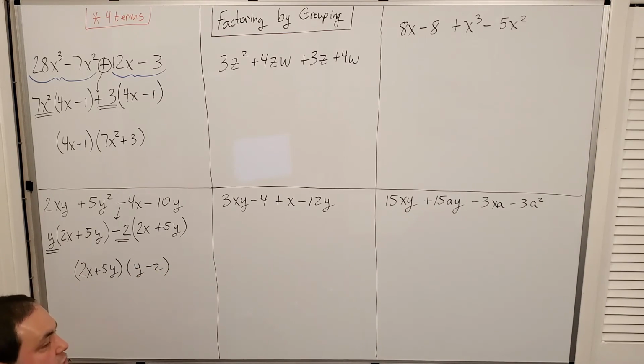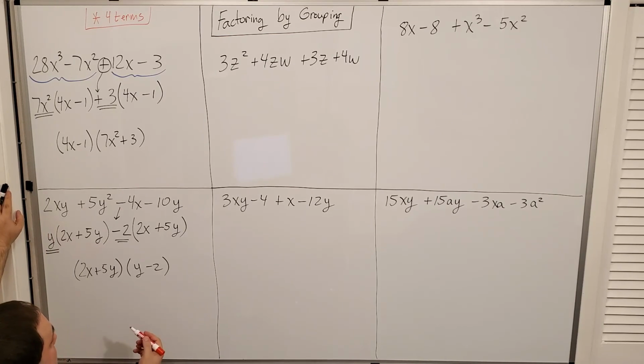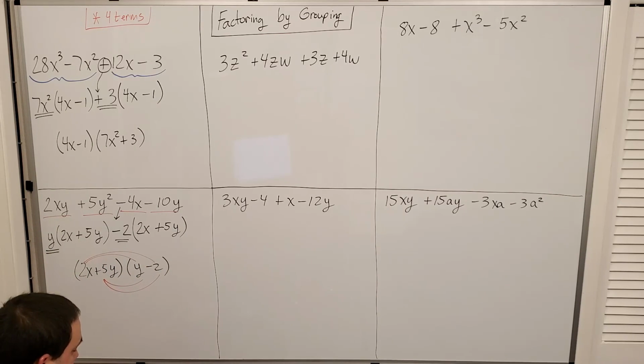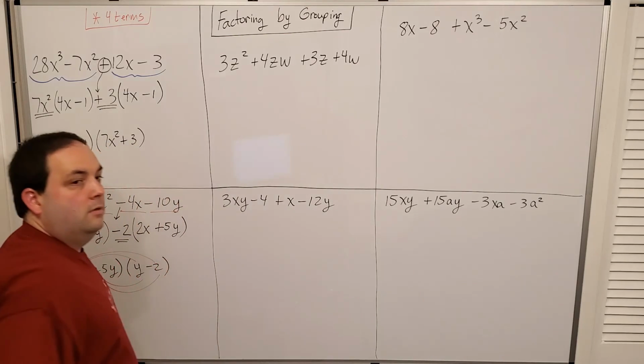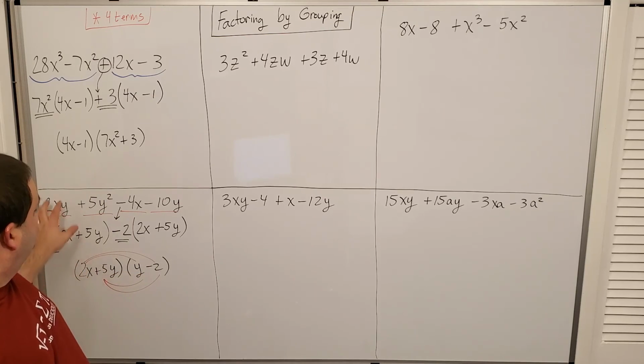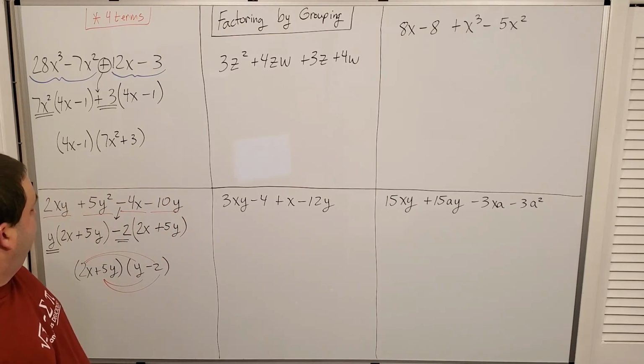If you're looking for a way to check yourself on these, don't forget that this is the opposite of polynomial multiplication that some people like to call FOIL. So I'll be multiplying the 2x times the y. That will give me this. 2x times negative 2. That will give me this. 5y times y will give me the 5y squared. And 5y times negative 2 will give me the negative 10y. So this is the correct factorization, right? The unmultiplication. Remember, that's what factoring means, to unmultiply. So I have unmultiplied these two binomials that used to be what made up this.